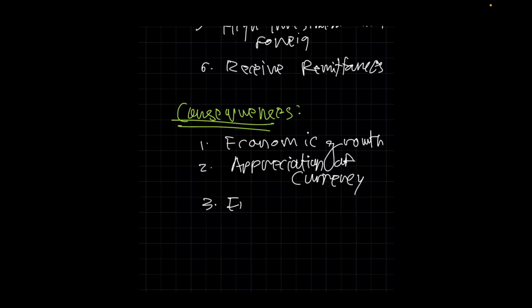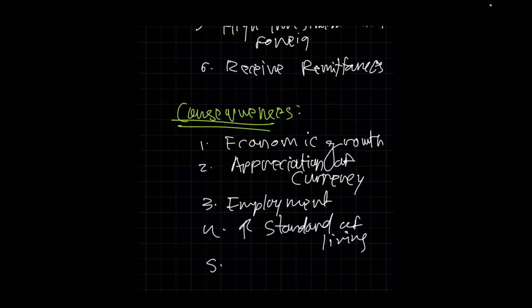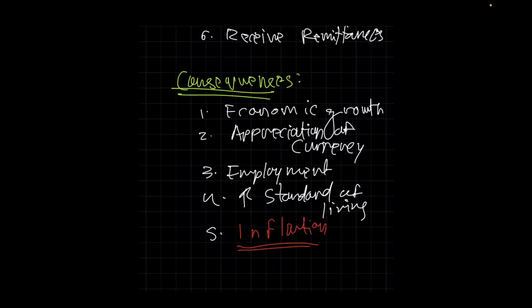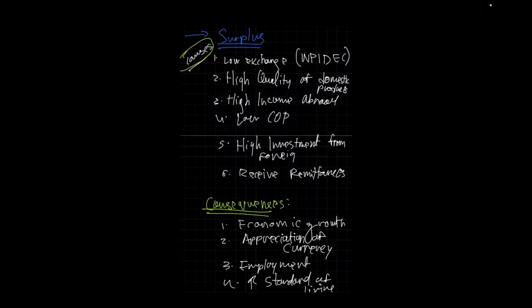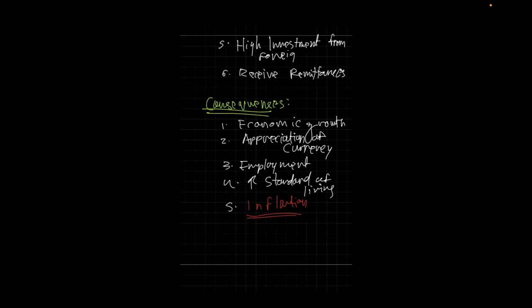Then you have employment. More people are being employed as labor is derived demand. You have a better standard of living, so essentially every single positive thing possible. Then you also have something which is slightly risky, although it's good up to a certain level, but beyond a particular point it becomes really harmful, and that is inflation. These are the main consequences of a current account surplus, majorly positive, except inflation.